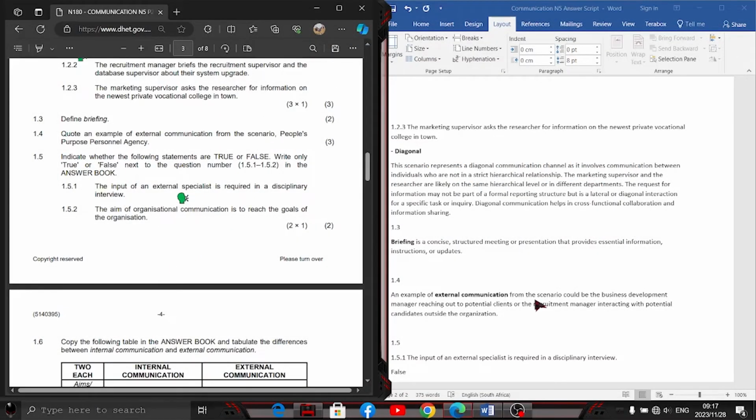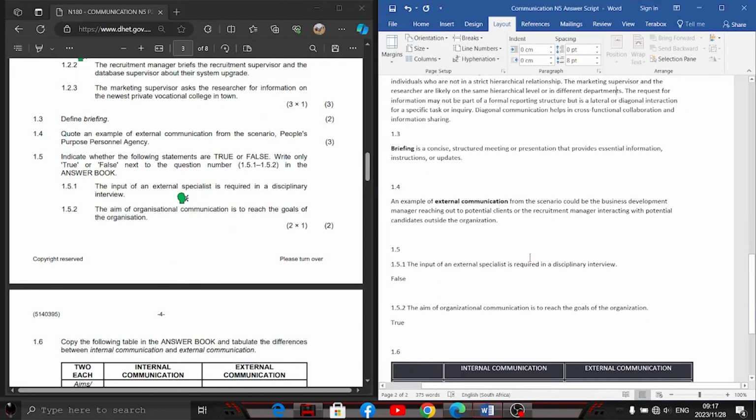That one is basically false, because remember what I just mentioned now, that any type of communication that is happening within the organization is internal affairs, right? Once you include the word external, then you are speaking into something that is happening outside of the organization, right? So that is what an external specialist is, someone basically who deals with external matters. You understand? Instead of internal matters, they deal with external matters.